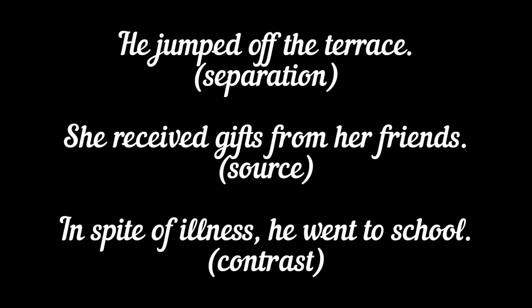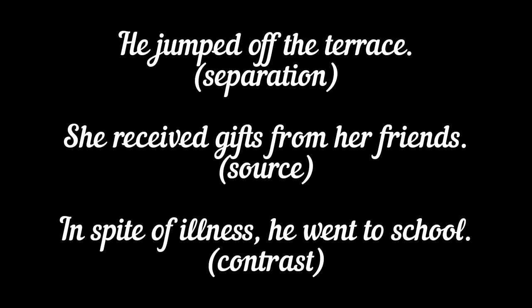For example, he jumped off the terrace. Here, off is a preposition of separation. It's showing a person's separation from the terrace through an act of jumping. She received gifts from her friends. In this sentence, from is a preposition of source. It's used before the source from which she received her gifts, her friends. In spite of illness, he went to school. Here, in spite of is a compound preposition showing a relation of contrast between his illness and his act of going to school.